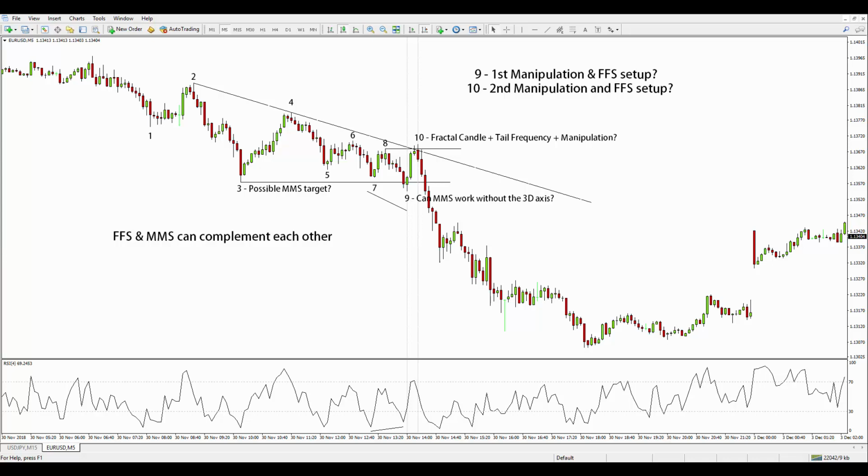In this video we are going to briefly analyze a trade idea that used elements of both Fractal Flow Strategy and the recently released Market Maker Strategy. This is a good opportunity for you to see how these two perspectives can complement each other in an almost perfect way. Without further ado, let's try to analyze the details of this piece of price action in front of us.